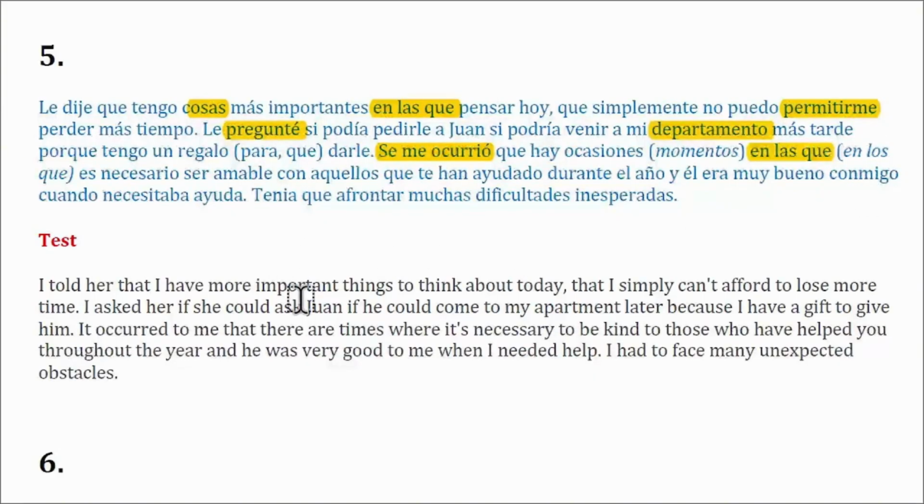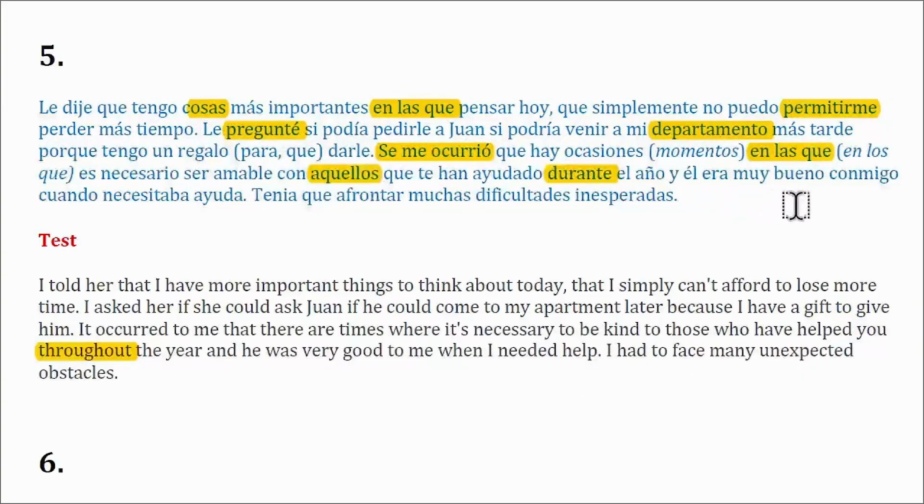Then we have es necesario ser amable con aquellos que te han ayudado durante el año. So it means "in which it's necessary to be kind with those," con aquellos. This is a word we haven't seen before in the course. "With those," con aquellos, "that have helped you," que te han ayudado durante el año. Notice in Spanish they would simply say "during the year," whereas in English we would go with "during" or "throughout the year." Then we have y él era muy bueno conmigo cuando necesitaba ayuda.